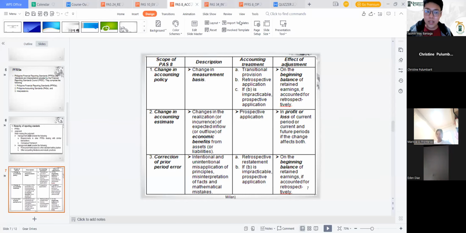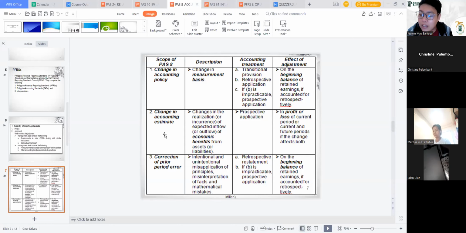Okay? The next one, change in accounting estimate. Later, pupunta tayo ulit dyan. But basically, change in accounting estimate is changes in the realization or incurrence of expected inflow or outflow of economic benefits from assets or liabilities. So depreciation, my way of computing such, and you already have a different value of the realizable value or the salvage value, and some other accounting estimates, yung provision, yung estimated liabilities namin, yung mga percentage niya. Those are changes in accounting estimates.